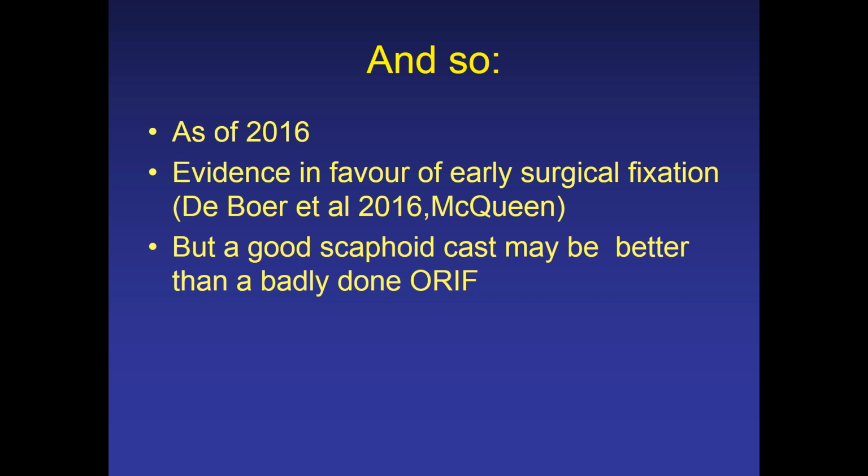So, what is the evidence at the moment? Essentially, there is evidence in favor of early surgical fixation, but it's not overwhelming. There are several papers, but essentially, you need to remember that a good scaphoid cast may be better than a badly done ORIF. So if you can offer your patient an early surgical fixation percutaneously, and you can do it well, the patient will do well. But just beware. Don't rush in and try and fix everyone. A scaphoid cast is still a good option, and the union rates essentially are equal.